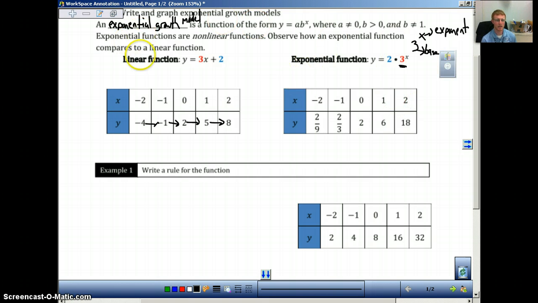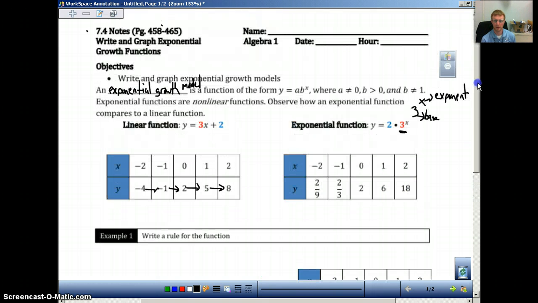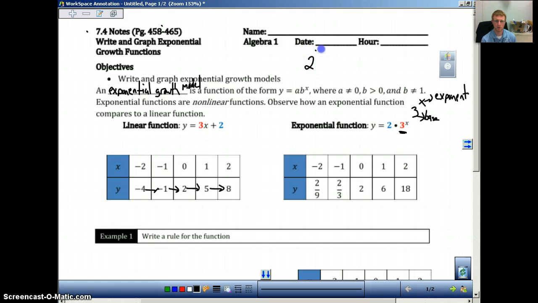And think about this. If we were to go back and talk about when we have 2 to the third power, that was equal to 2 times 2 times 2. So each time we are multiplying by the base, so it's just a multiple of 2 each time. Down here it's the same thing. Notice what happens. If I multiply 2/9 by 3, I get 2/3. If I multiply 2/3 by 3, I get 2. If I multiply 2 by 3, I get 6. If I multiply 6 by 3, I get 18.